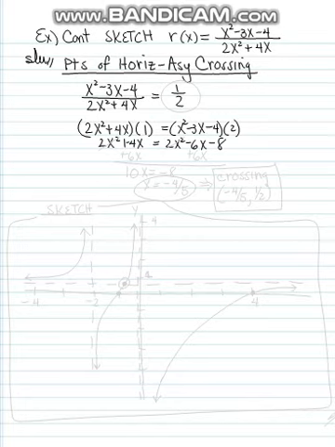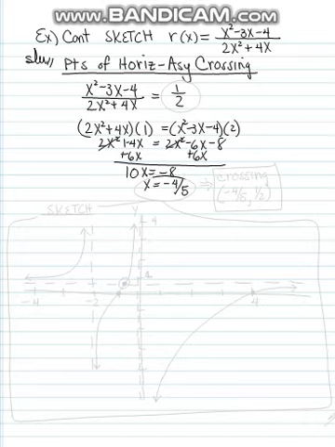We'll go ahead and subtract 2x squared from both sides. Then we're going to add 6x to both sides. That'll give us 10x equals negative 8. So x will be equal to negative 8 over 10, which is negative 4/5.